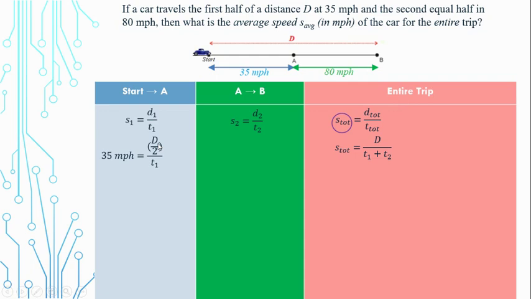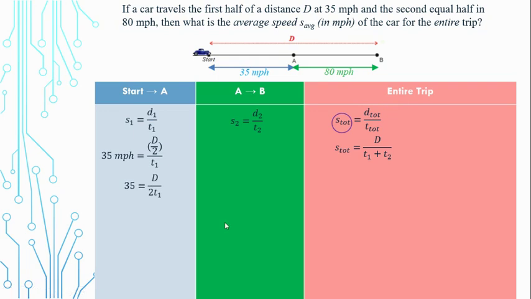I substituted for a true statement, which is the total distance divided by half. I don't know what T1 is, and that's why I'm kind of stuck here on the right side. I don't know what T1 or T2 is. So the work I'm doing in the first two columns here is to help me isolate and substitute.